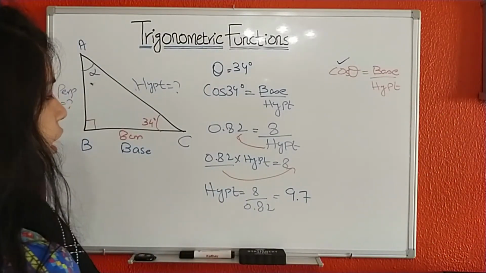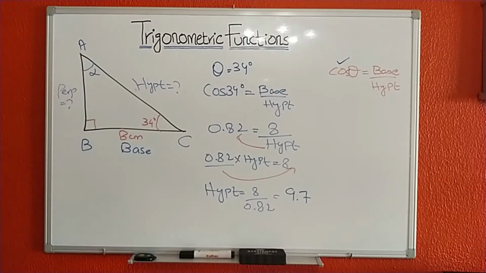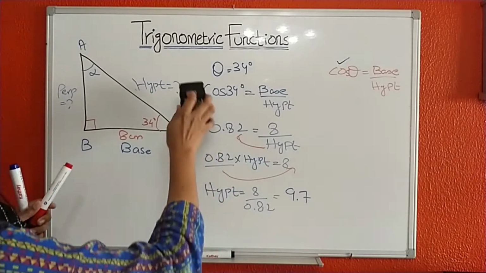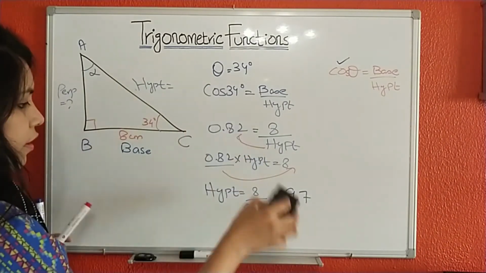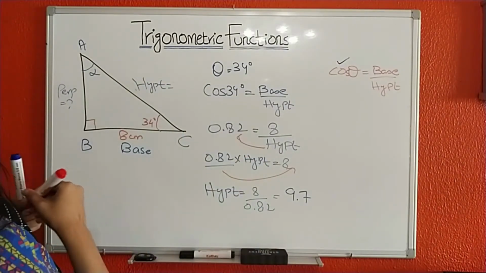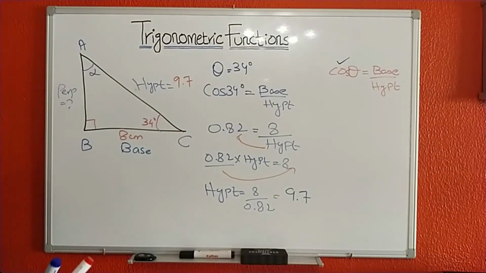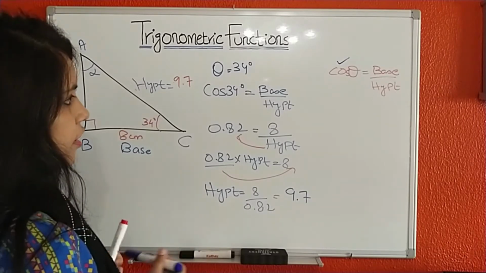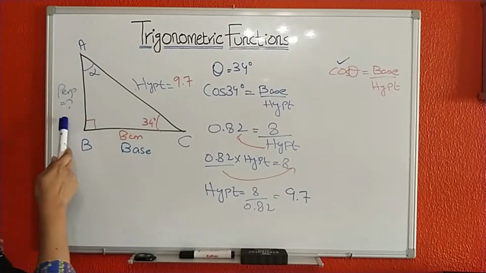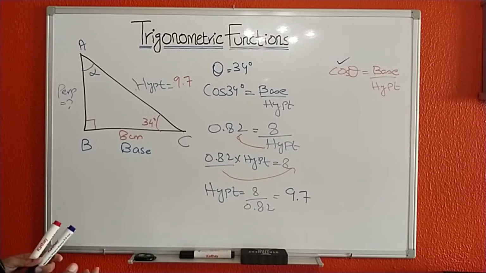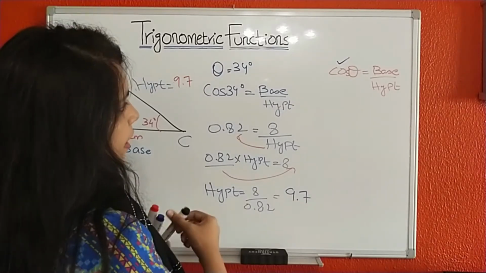Okay, so this is the value of hypotenuse. Now what I am doing, I have two values. I have the value of base and I have also the value of hypotenuse, and I am writing the value of hypotenuse here, which is 9.7. Now as I know the value of hypotenuse, now I can easily calculate the value of perpendicular. So how can I calculate the value of perpendicular? From which formula? I am using Pythagoras Theorem here.